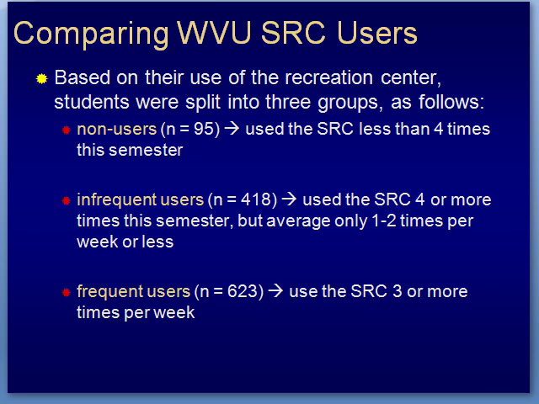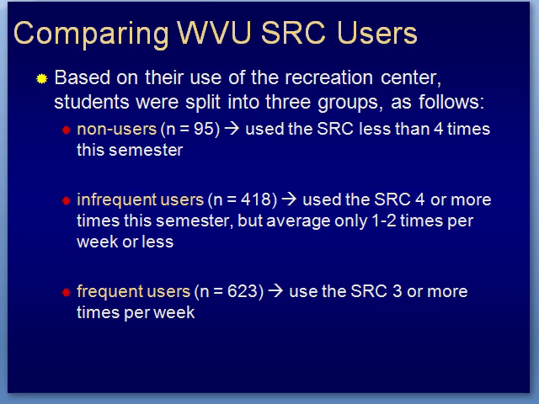And we did some comparisons across those folks who were non-users, and we defined them as using the rec center less than 4 times in a semester. Infrequent users who were only going maybe 1 to 2 times per week, and then anyone who was using the rec center 3 or more times per week. So you can look at this as somewhat of an adherence study, and we looked at some of the factors that predicted who were to be more likely users.